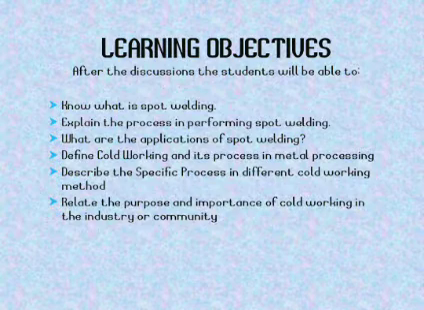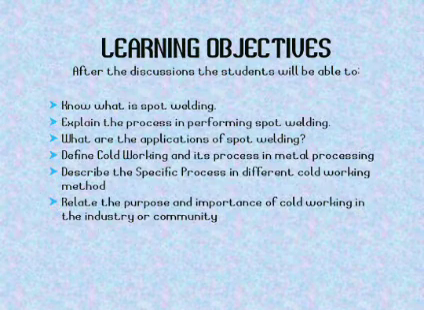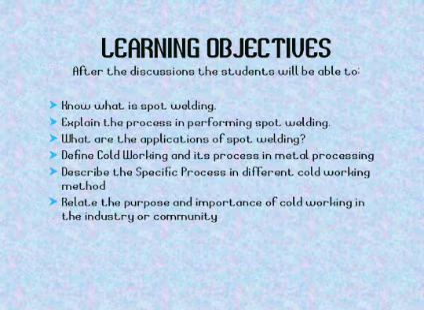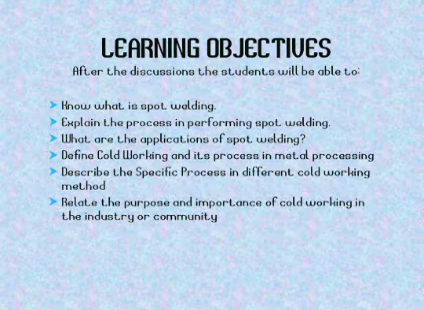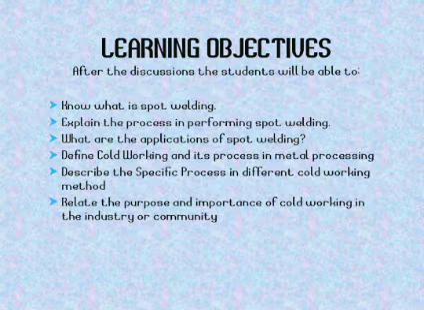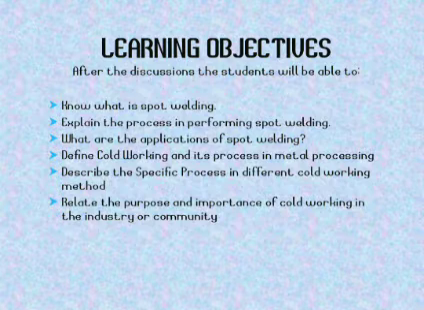So, first, we will have our learning objectives. After the discussions, the students will be able to: first, know what is spot welding; second, explain the process in performing spot welding; third, identify the applications of spot welding; fourth, define cold working and its process in metal processing; fifth, describe the specific process in different cold working methods; and lastly, relate the purpose and importance of cold working in the industry or community.